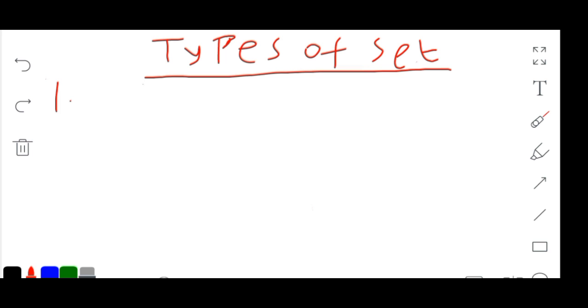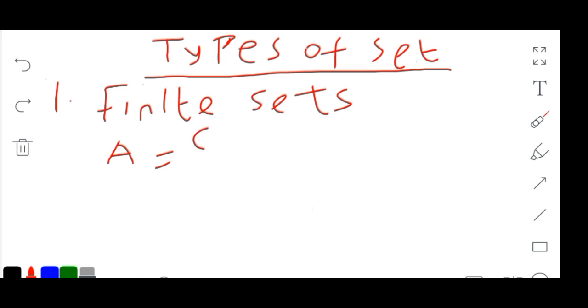We have number one, finite set. What are these finite sets? Finite sets are sets with a limited number of elements. That is to say, the elements in a finite set are limited. That is, you can count them. They are countable. Let me give you an example.